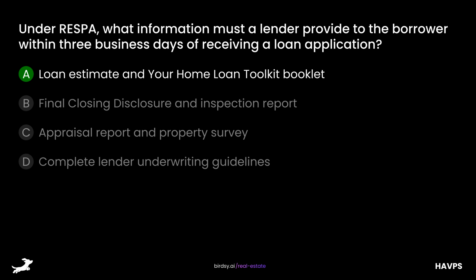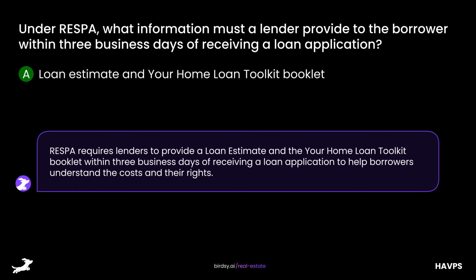The answer is A, loan estimate and your home loan toolkit booklet. RESPA requires lenders to provide a loan estimate and the Your Home Loan Toolkit booklet within 3 business days of receiving a loan application to help borrowers understand the costs and their rights.